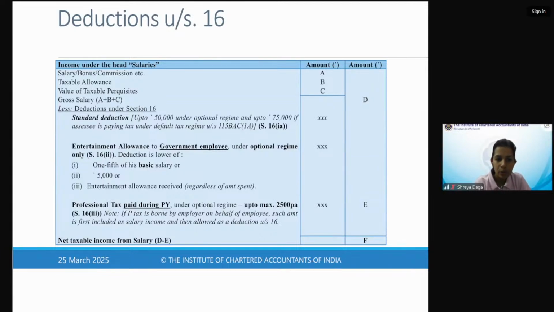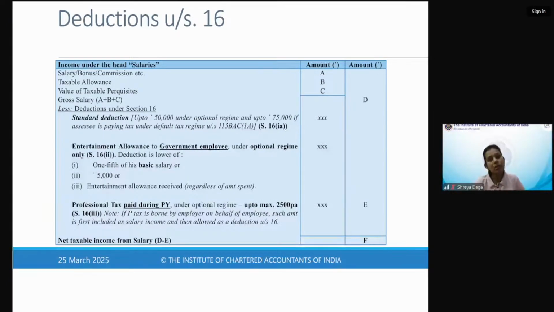employee will get. But what if professional tax is borne by the employer on behalf of the employee? That means the employer said, your professional tax, I will not deduct from your payslip, I will pay separately. So then what happens? This also becomes a perquisite because this is a benefit given by the employer to the employee in the employer-employee relationship. So this also becomes a part of salary. So you will first include it as part of salary and then reduce the deduction up to maximum 2,500 per annum. Is it available under both regimes?